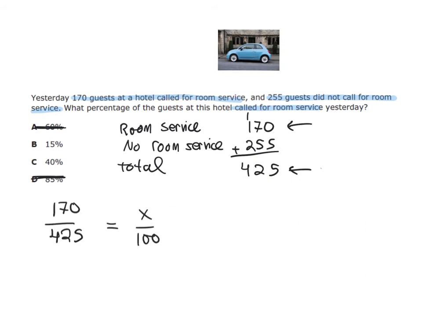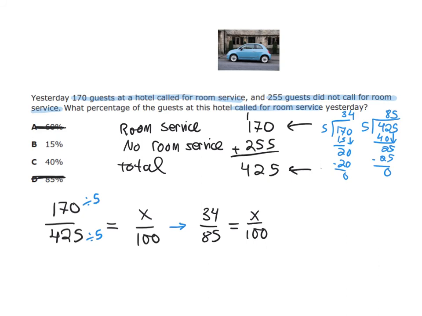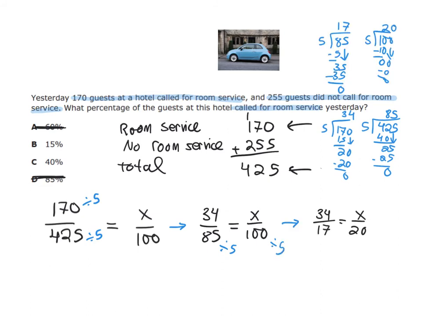Now before I get too serious, I'm going to simplify this proportion a little bit by dividing both 170 and 425 by 5. And that's a little bit better. You know what? I can simplify this even further. I'm going to divide 85 and 100 by 5. There we go. Now this is much easier to work with. I know that 17 times 2 is 34. So then 20 times 2 gives me 40%. And that's my answer, just like I thought it would be.